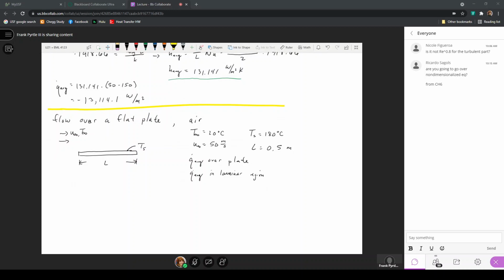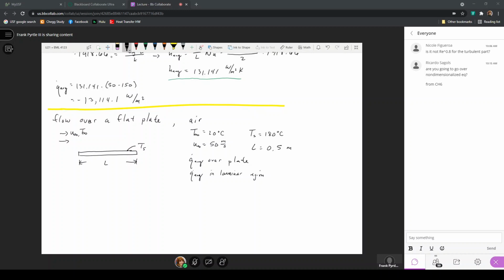So here, different fluid, different conditions specified for the problem, but it's still a flow over flat plate problem. So if we're going to determine the expressions of the heat flux over the plate and the heat flux in the laminar region, we have to make sure that we are calculating the appropriate values. The heat flux in the laminar region and the heat flux over the entire plate were exactly the same for the previous problem because it was laminar flow over the entire length of the plate.